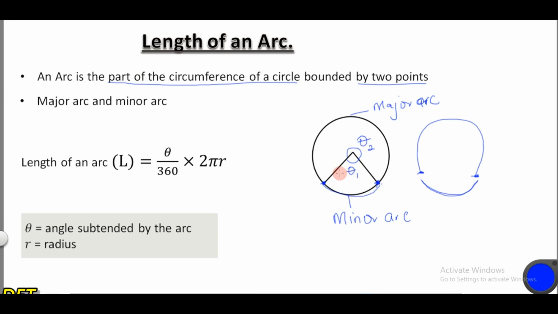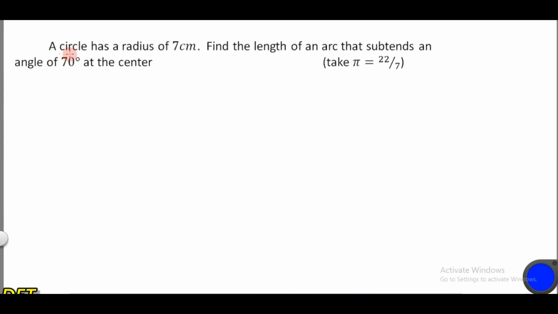So we'll look at this in some examples. So let's look at the first example that we have here. A circle has a radius of 7 centimeters. So our r is equal to what? 7 centimeters, right? Find the length of an arc that subtends an angle of 70 degrees at the center. So our theta is equal to what? 70 degrees. That is the angle subtended by the arc, right?